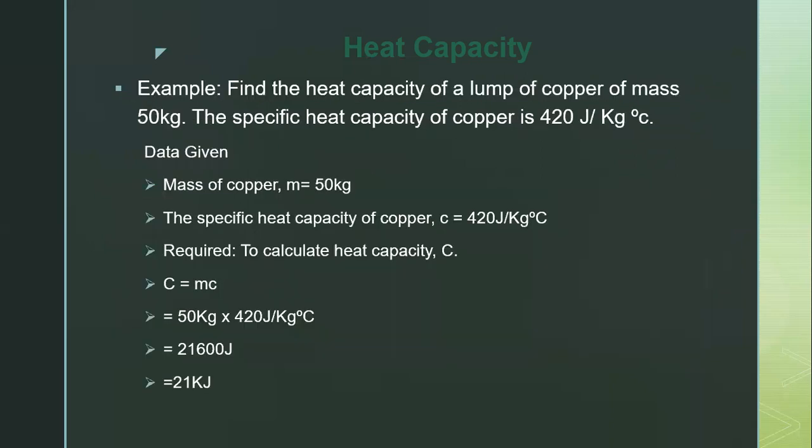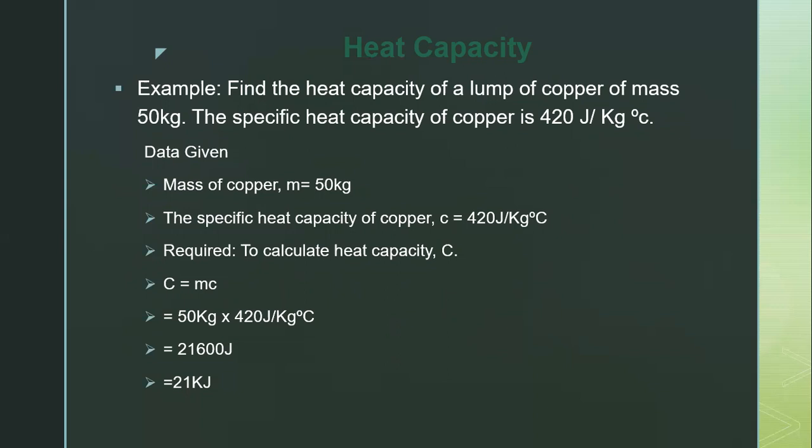Now, let's take an example. Maybe we're required to find the heat capacity of a lump of copper of mass 50 kg, given that the specific heat capacity of copper is equal to 420 joules per kilogram degrees centigrade. Now, shortly, specific heat capacity is the amount of heat that is required to raise the temperature of a 1 kg body.